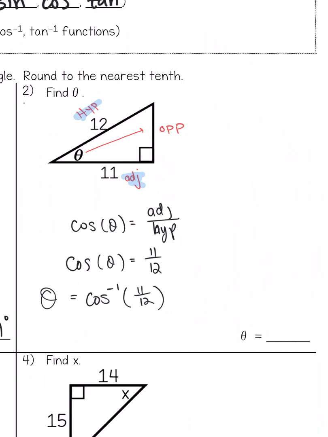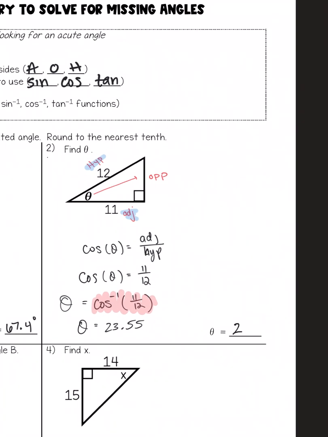This is the part that goes in my calculator. I'm just going to type this in exactly the way it looks. And my calculator says that theta is equal to 23.55 with some other numbers after it. That would round up to 23.6 degrees. So this angle in the triangle is 23.6.